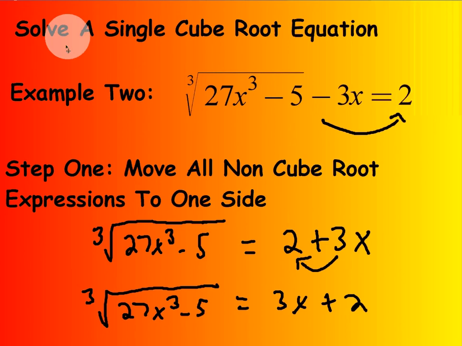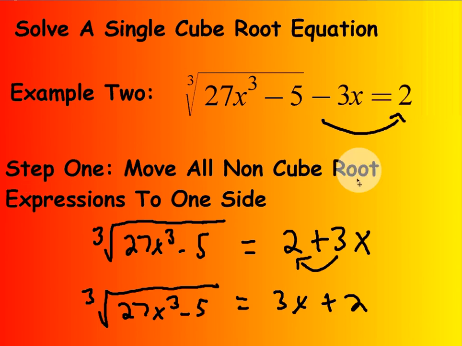Here we have the second example of solving a single cube root equation. Let's read this together. It's the cube root of 27x cubed minus 5, all of that minus 3x equals 2. Again, this is a single cube root equation because it only contains one cube root expression in it. We're going to follow the same steps we did for example 1.